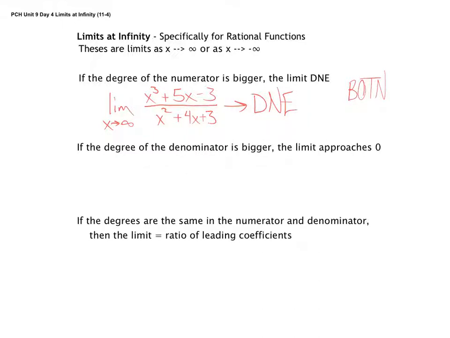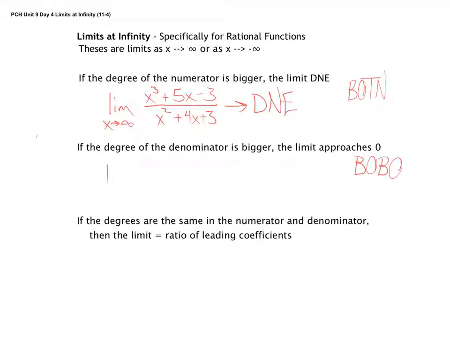What does Bobo-Botten stand for? Bigger on top. Bigger on top, none. So you can think of it in terms of the limit too. The limit does not exist. Bigger on bottom, zero. Bigger on bottom, 0. Okay, so that's the second one. The degree of the denominator, the bottom, is bigger. Then the limit is going to approach 0. Okay, so this is the Bobo part.